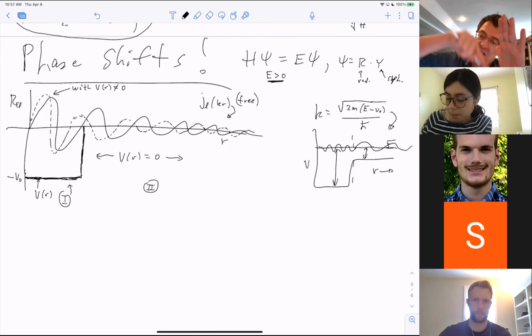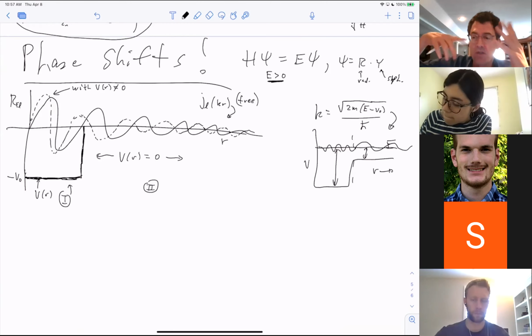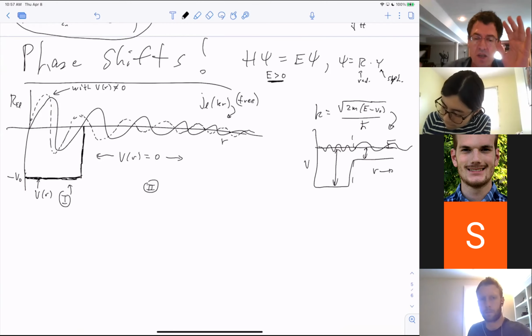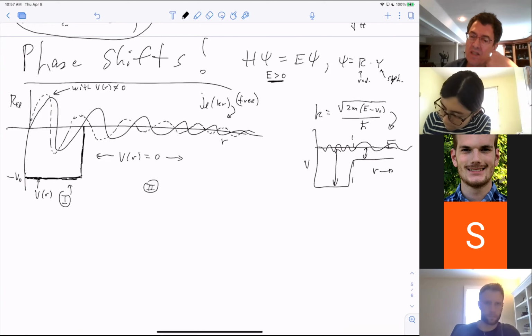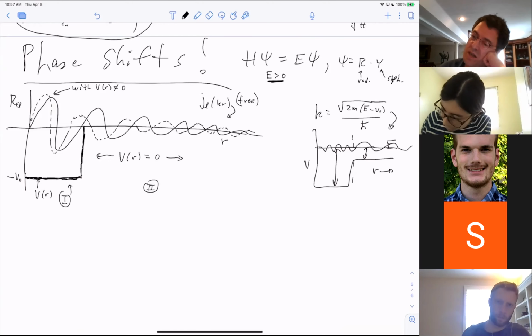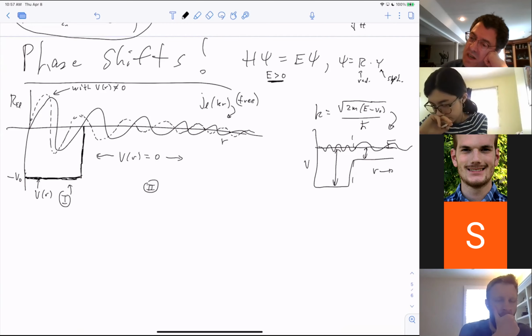But now the wave function is continuous. It has to be. You learned that last semester. And so what that means is, what happens to the wave function far away from the potential when I turn on the potential? What did the potential do to the wave function? Look at it, far away. The potential did not change the wavelength far away. The potential did nothing to the wavelength.